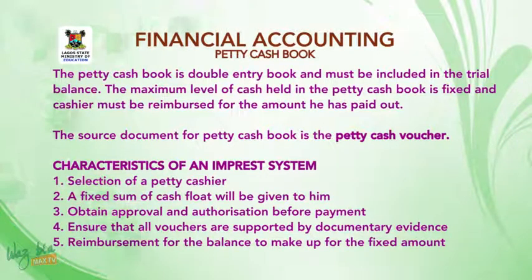Characteristics of an impress system. 1. Selection of a petty cashier. 2. A fixed sum of cash float will be given to him. 3. Obtain approval and authorization before payment. 4. Ensure that all vouchers are supported by documentary evidence. 5. Reimbursement for the balance to make up for the fixed amount.